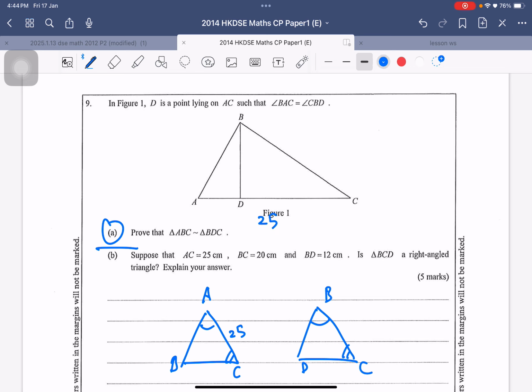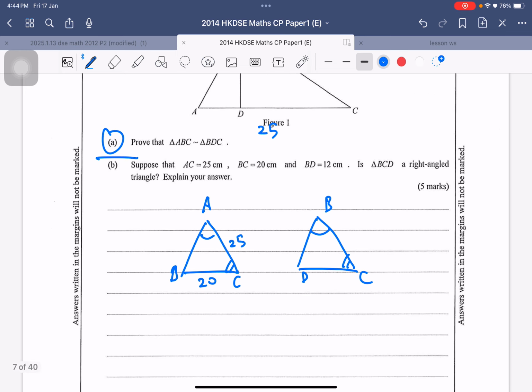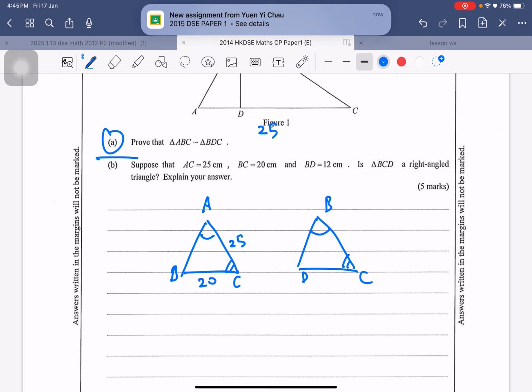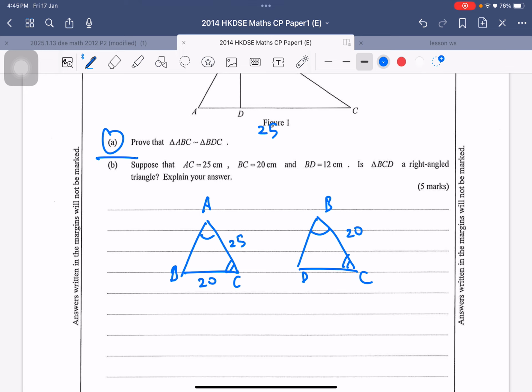And then BC, this is BC. It's 20. Do we still have any BC? Zhuangwu, do we still have BC? BC, yes. Where is the second BC? Look at this graph. On the right side. So this is 20. Then we have BD. Where is BD? On the right as well, isn't it? So this is BD. So now you finished writing all of the lengths, isn't it?